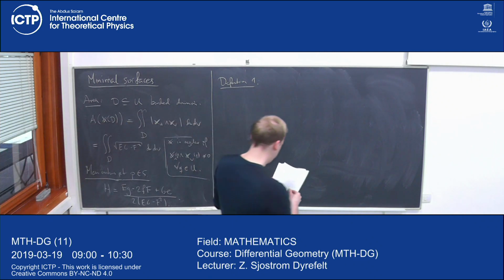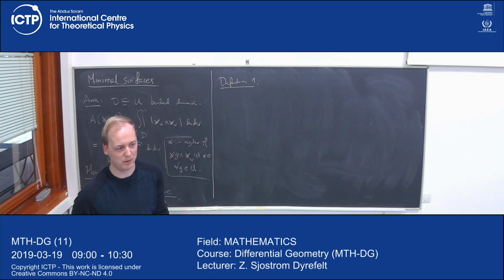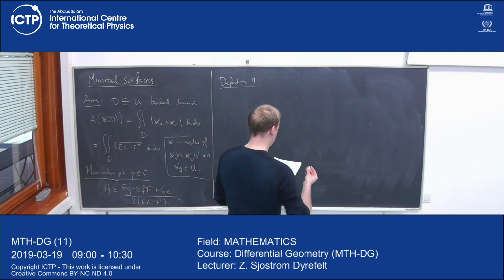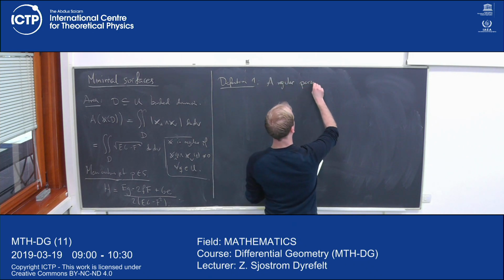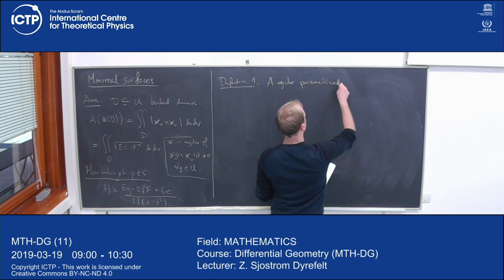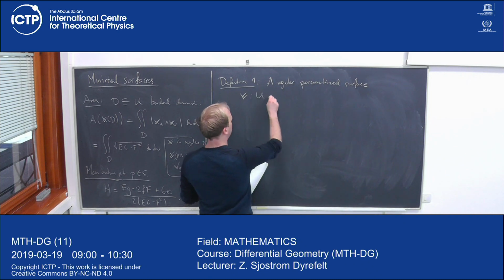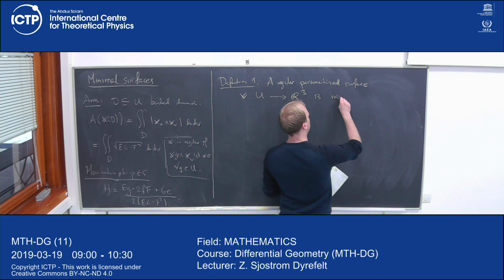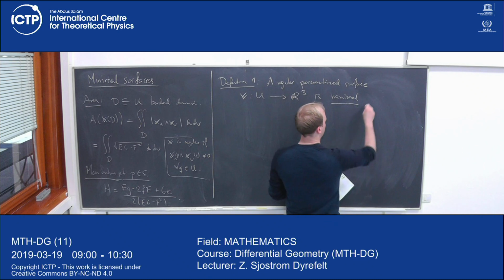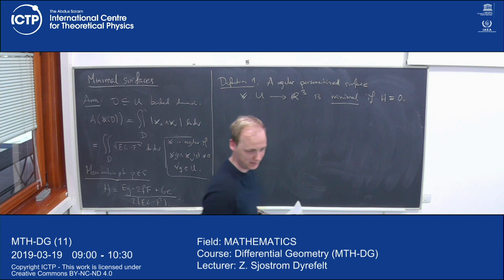So the definition of a minimal surface. I said the historical origin of the problem is about minimizing area. But the definition is about mean curvature. So the definition is as follows. A regular parametrized surface, x from U to R3, is minimal if the mean curvature is 0.